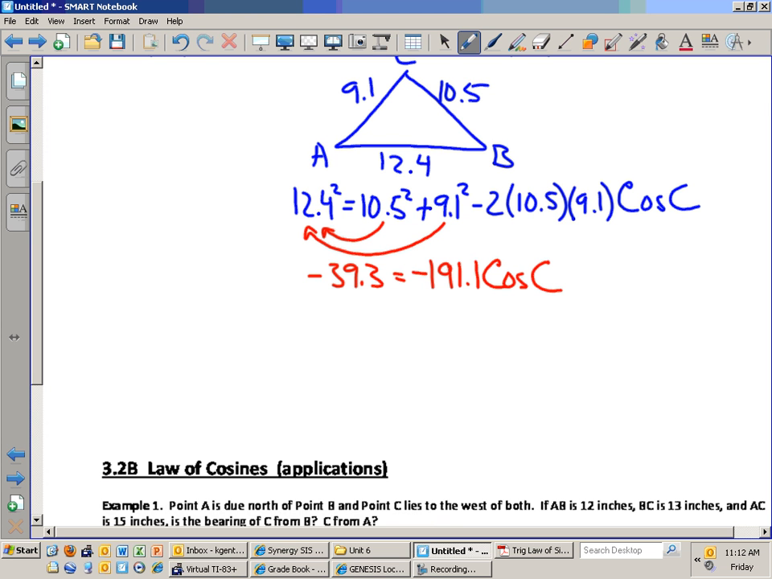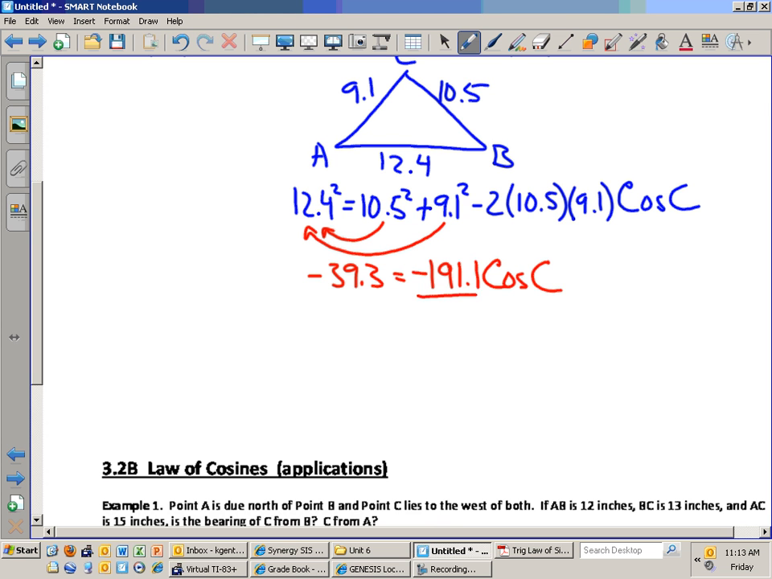Now, this is the last time I'm going to ask you to think really critically for the day. Just think about this. When I divide both sides by negative 191.1, will I end up with cosine equal to a positive value or a negative value? Positive. Where's cosine positive? First and fourth. Okay, so we're in the first quadrant. So is our angle going to be acute or obtuse? Acute. But let's say that it was positive 191. Then would I end up with a positive or a negative? A negative. Where's cosine negative? Second or third. So am I going to have an obtuse or acute? Obtuse. So see, that's what cosine is able to do. It's able to determine acute or obtuse. And so that's good for us.